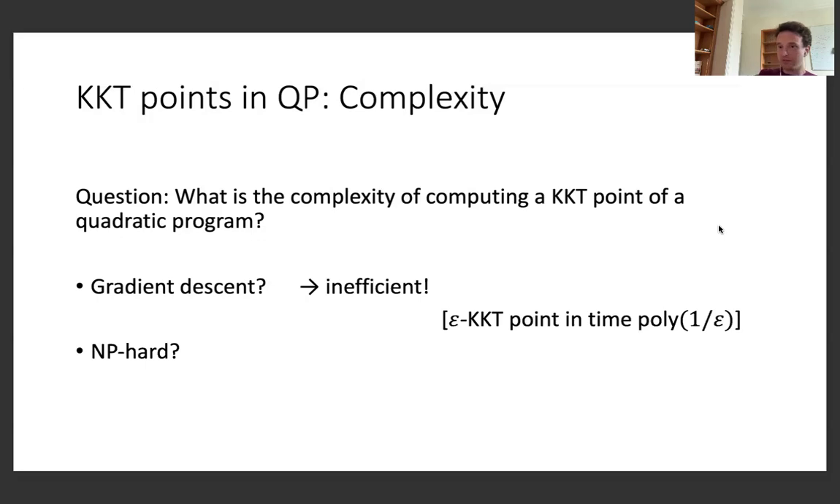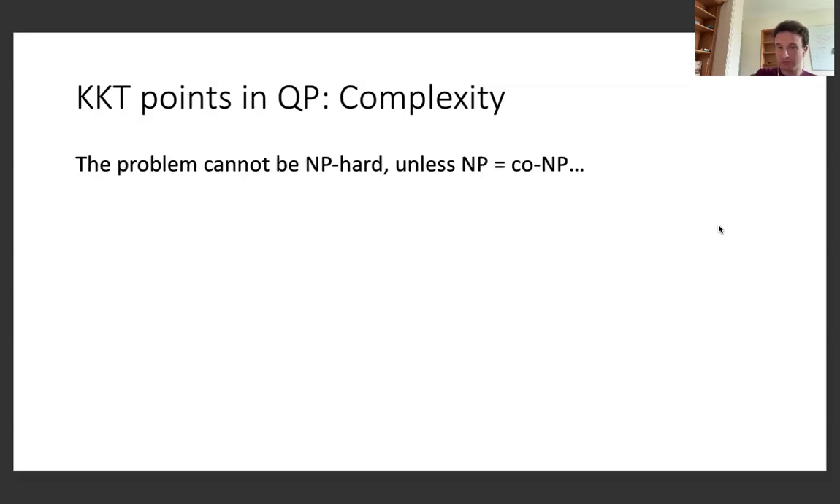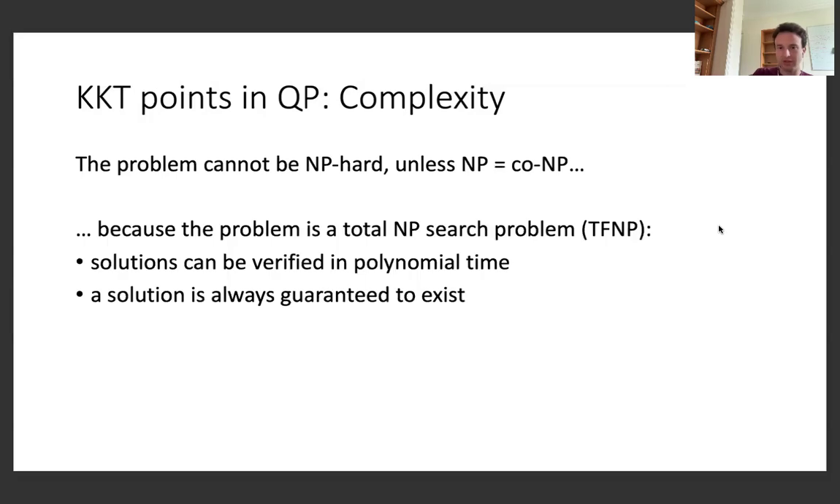Okay, so gradient descent doesn't work. So maybe the problem is just NP hard, just like the other solution concepts, global optima and local optima. It turns out that here NP hardness is actually not really an option. The problem cannot be NP hard unless something very surprising that we don't expect to hold happens, namely that NP equals co-NP. And the reason for that, very briefly, is that the problem is a so-called total NP search problem. So it lies in the class TFNP.